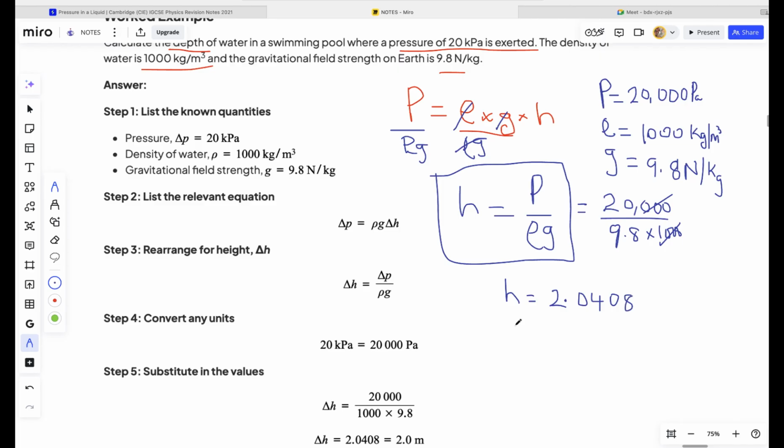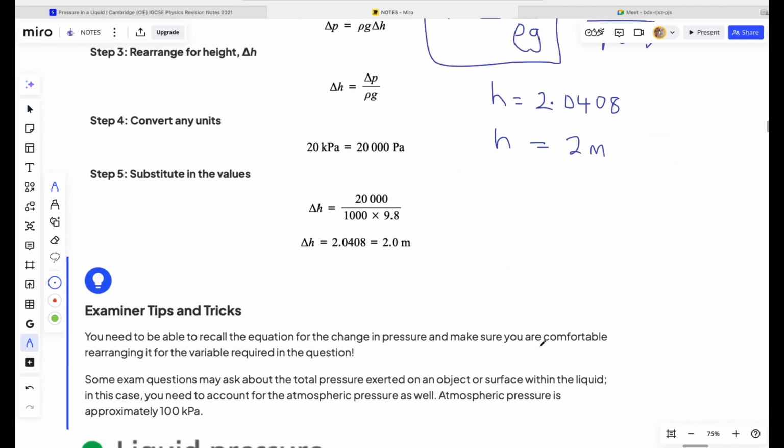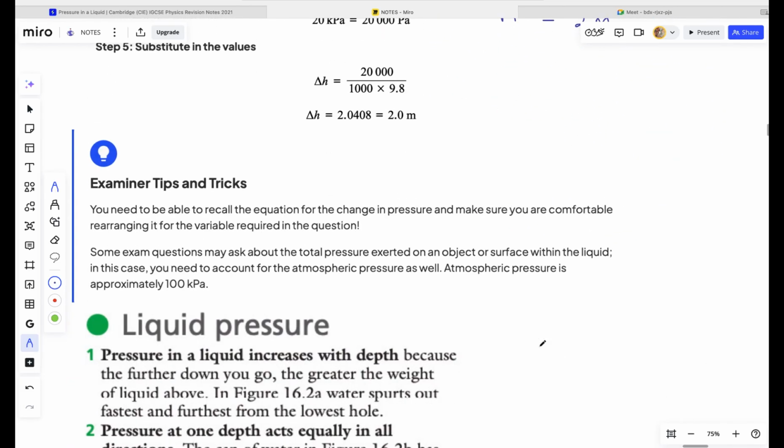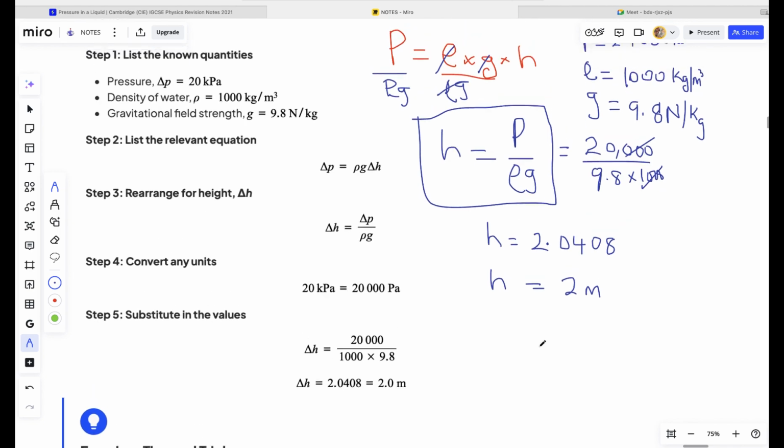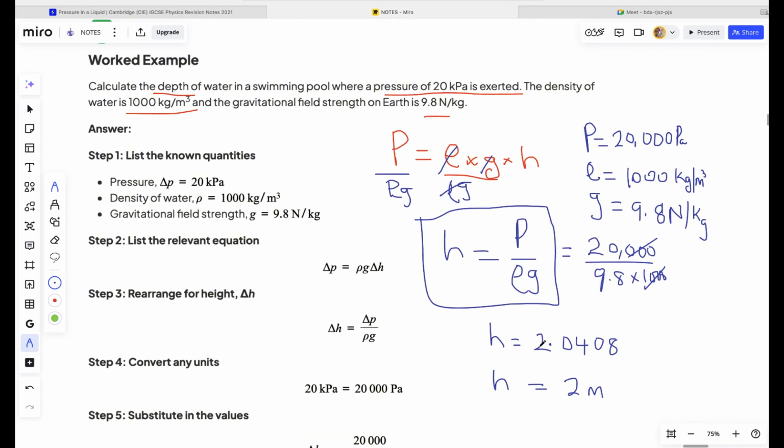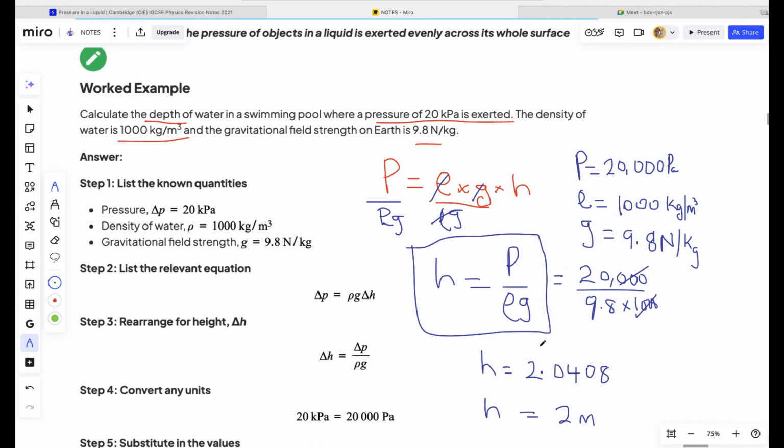So this one we can approximate to the nearest whole number. When we do that, we have h to be 2 meters. So the depth of the substance is 2 meters only. Is that okay? Okay, so the depth is 2 meters only.